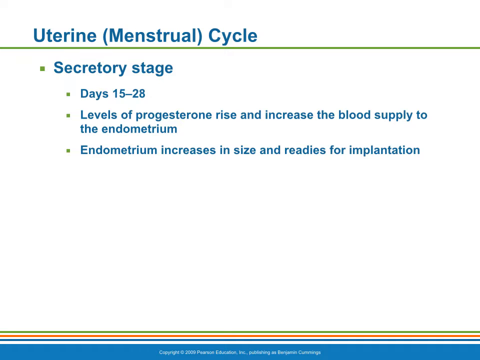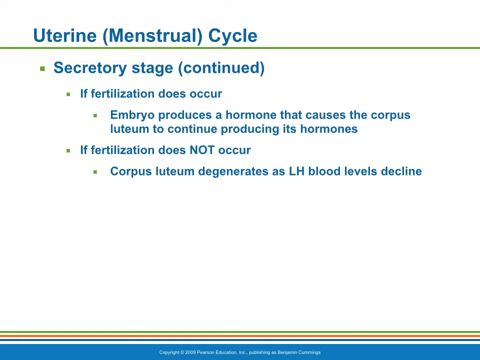As it moves on to the next stage, from 15 to 28 days, levels of progesterone rise, the endometrium fills up with blood, and it gets ready for implantation. If implantation occurs, the embryo produces a hormone that causes the corpus luteum to continue producing its hormone. If it is not fertilized, then the corpus luteum degenerates, and that's the end of it. Then sloughing off occurs, menses occurs, and the cycle begins all over again.